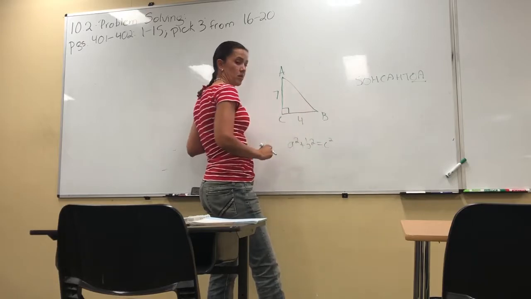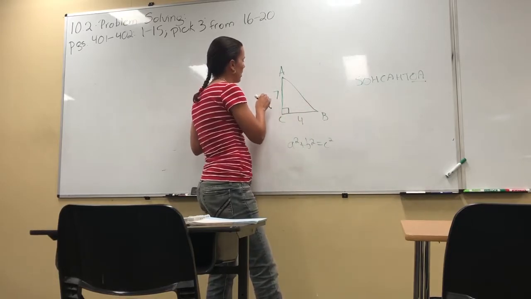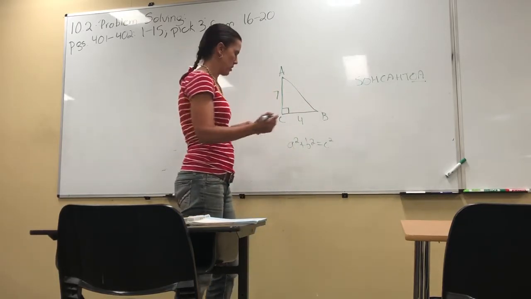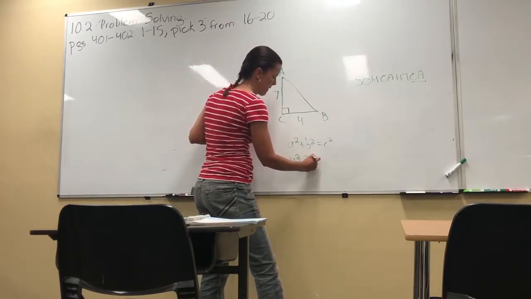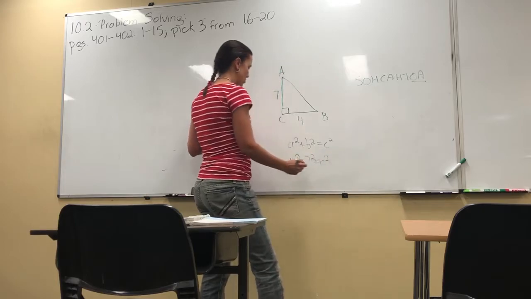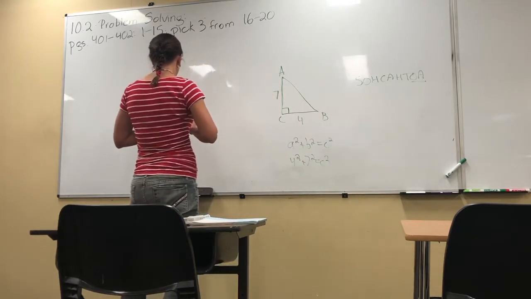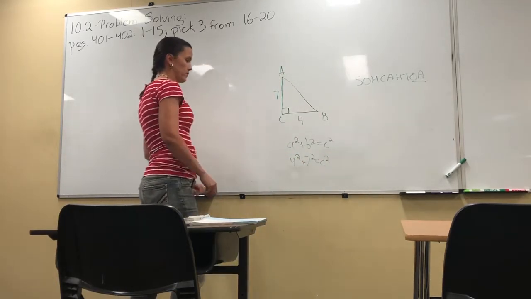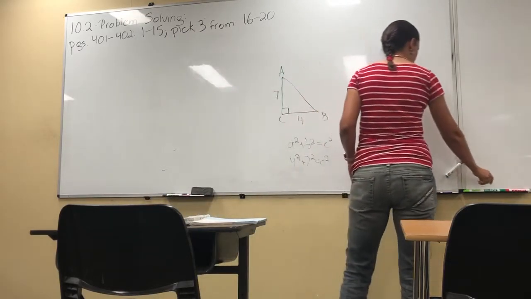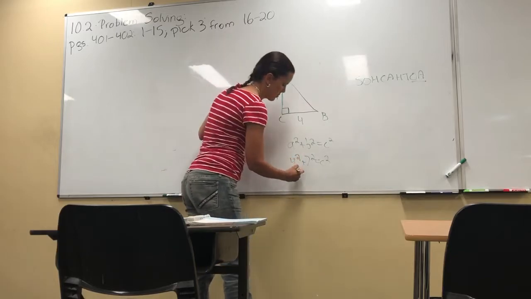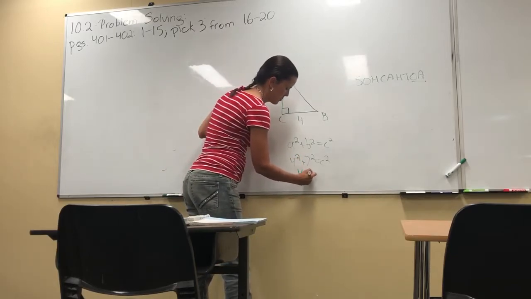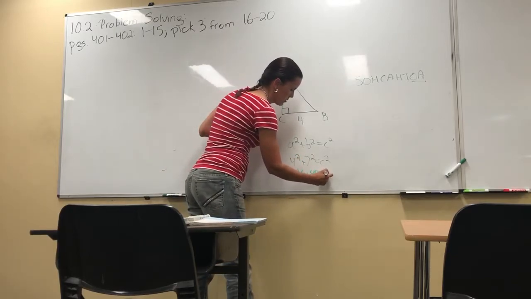We're missing c squared, and we have a squared and b squared, however you like to do it. As you know, I like to have the smaller number as a. So what's 4 squared, Alicia? 4 times 4. 16. And 7 times 7. 49. Yep, so this is going to be 16 plus 49 equals c squared.